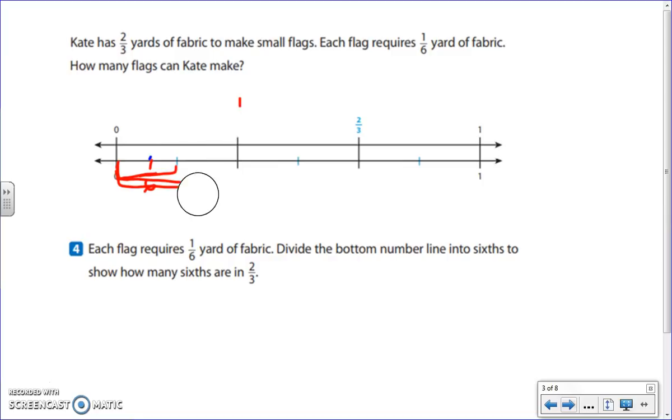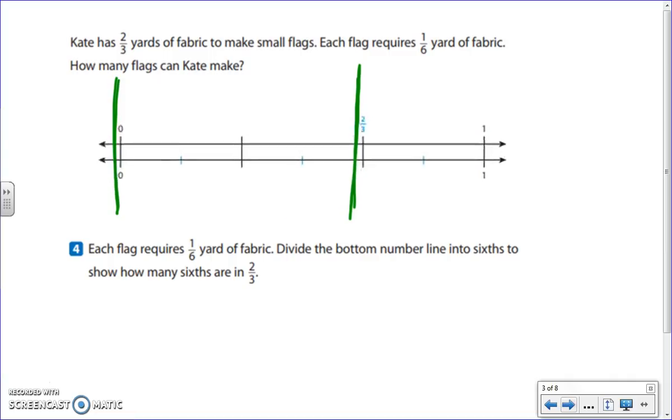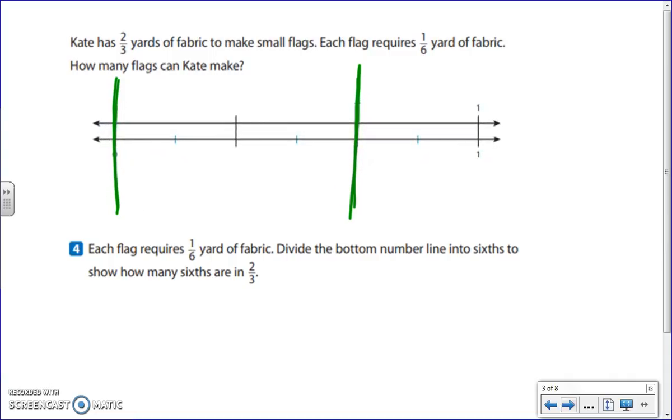However, we need to keep in mind that when we're thinking about this problem, she doesn't have a whole yard of fabric. She just has 2/3 yards of fabric. So the information I'm collecting is from 0 to 2/3 only, nothing past that, because she only has 2/3 of a yard. So when I divide this into sixths, it says to figure out how many sixths are in 2/3. Okay, well, there's 1, 2, 3, 4. There are 4 sixths in 2/3.